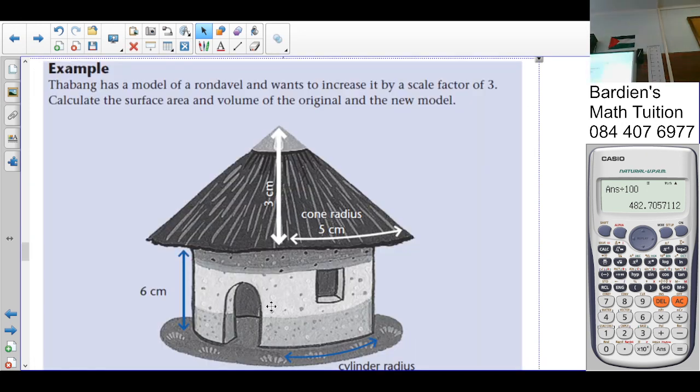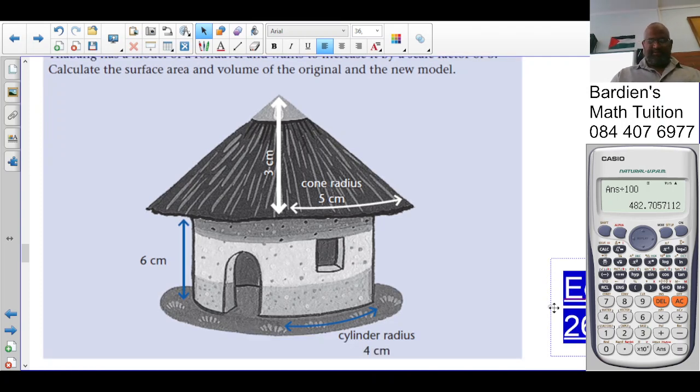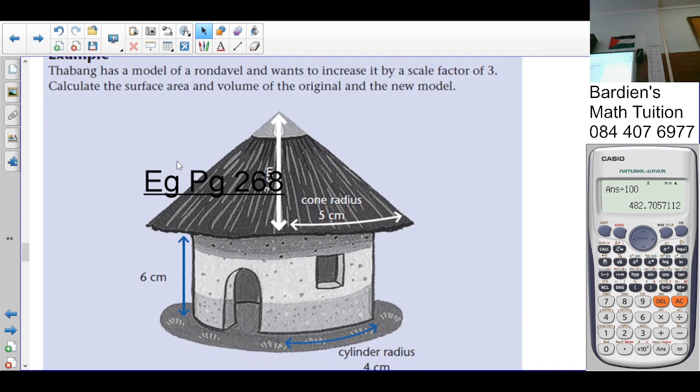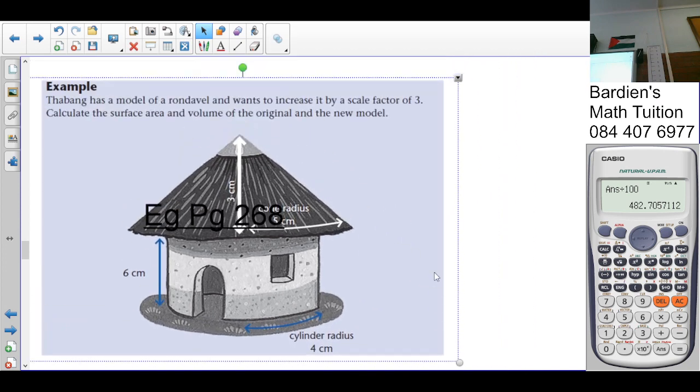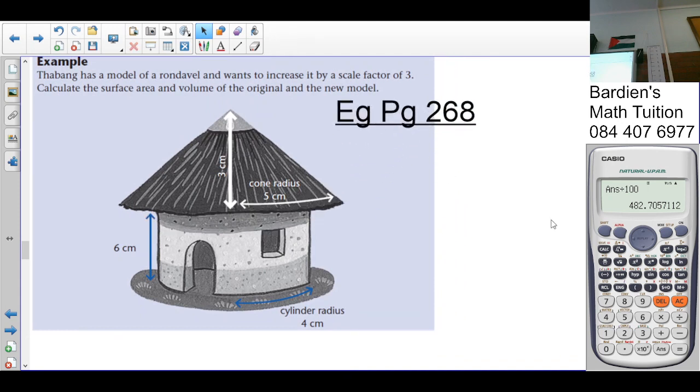Alright, so at this point we're looking at the example on page 3268. Here we are told that this person has a model of a rondavel and wants to increase it by a scale factor of 3. Calculate the surface area and the volume of the original and the new model.